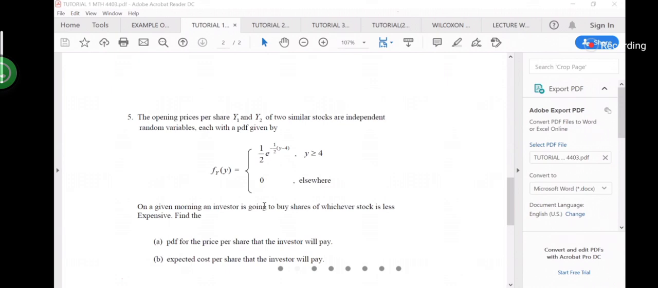Yeah, the one that is less expensive. So meaning that what do you want actually here? Find the PDF for the price per share that the investor will pay. The investor will pay what? Which stock? Which shares? Which is less expensive, isn't it? Because you have only two, meaning that you want to find the first order statistic, isn't it? Find the PDF. So you want to find G1, Y1.